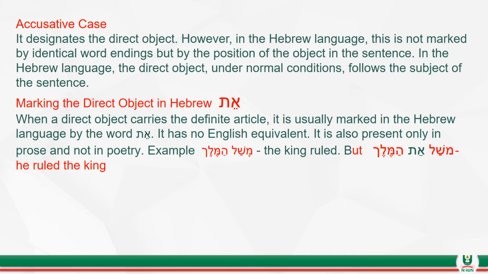Now let's look, for instance, at the same example we have used in the case of the nominative noun. Mashal ha-melech, the king ruled. But with the introduction of et, the meaning changes. For instance, Mashal et ha-melech, he ruled the king. So the king now is the direct object of another person, the person that is doing the ruling. I hope this is clear.